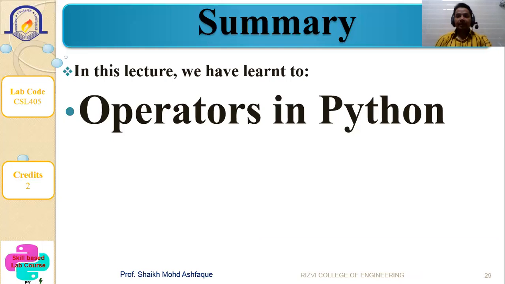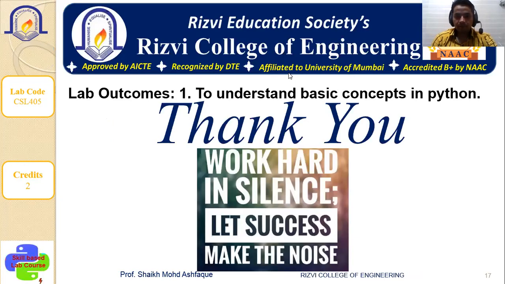So I hope you have understood the difference between priority and associativity. Now we have learned all the different types of operators along with their examples and basically how and where they are to be used. So I hope this topic is clear to everyone.